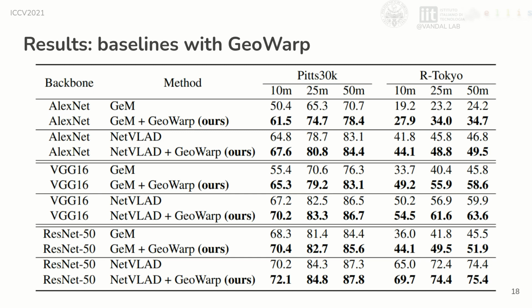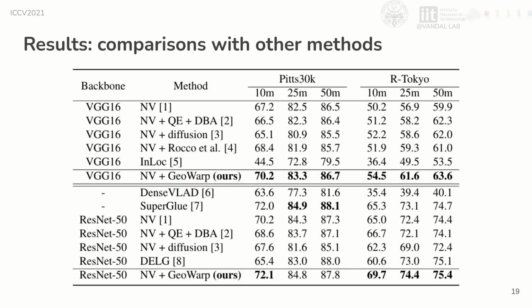Here we show results of a number of baselines with and without GeoWarp on two geolocalization datasets, using threshold distances for positives of 10, 25, and 50 meters. We can see that using GeoWarp consistently improves the results regardless of the backbone and pooling layer. Here are comparisons with other methods. We see that on average, GeoWarp achieves better overall results.